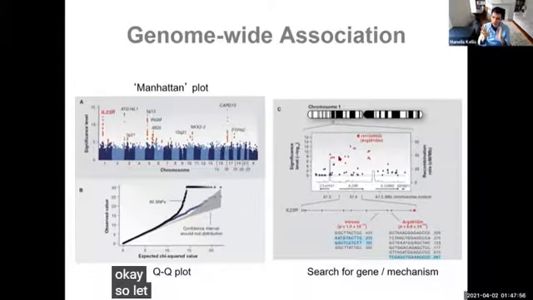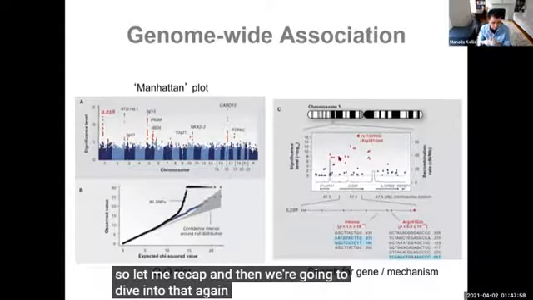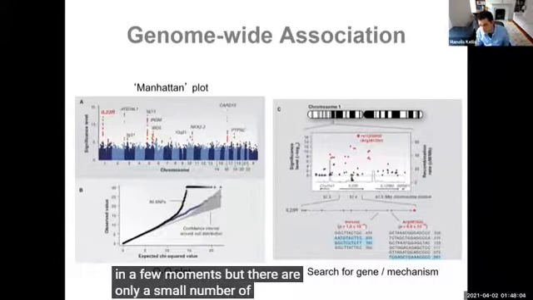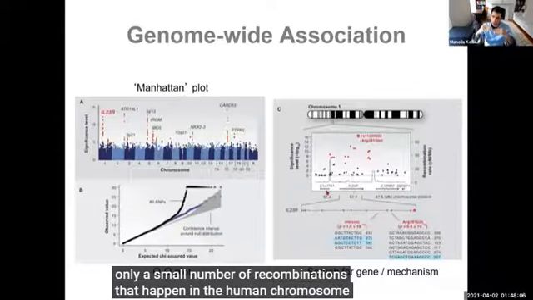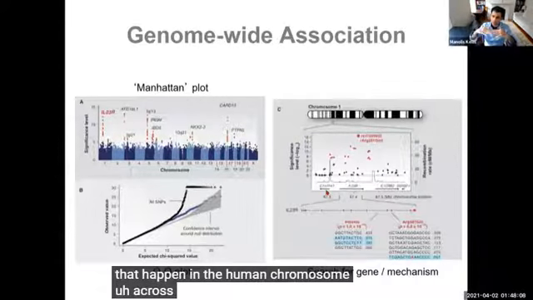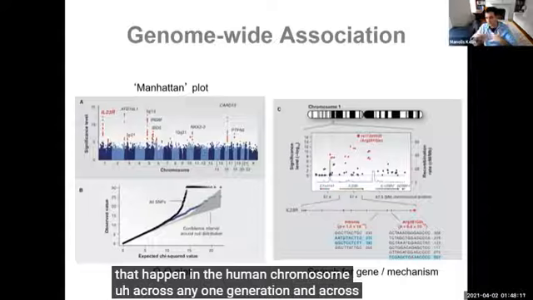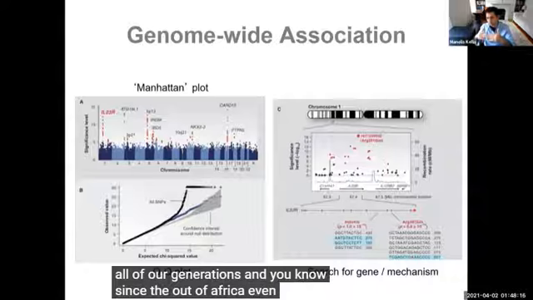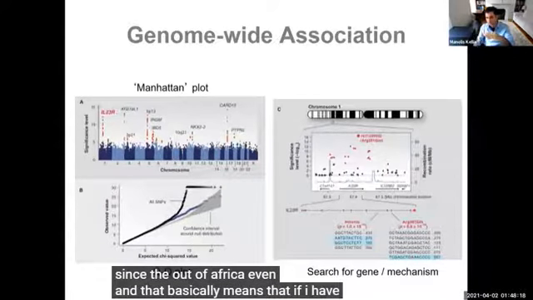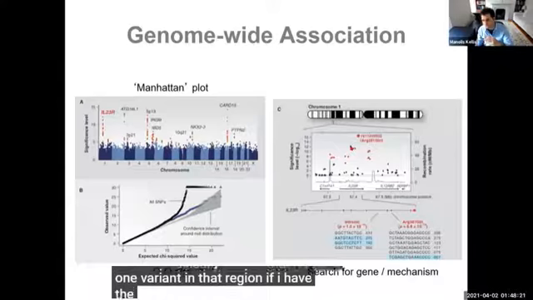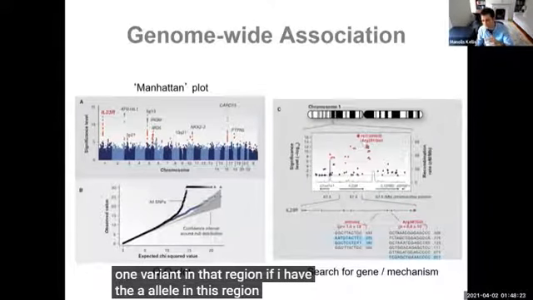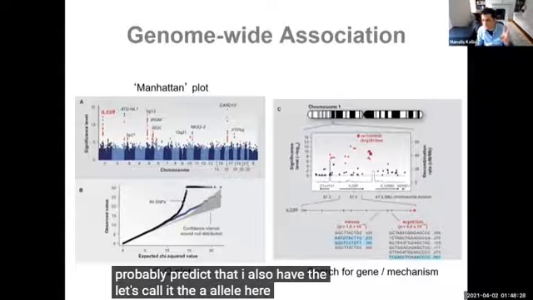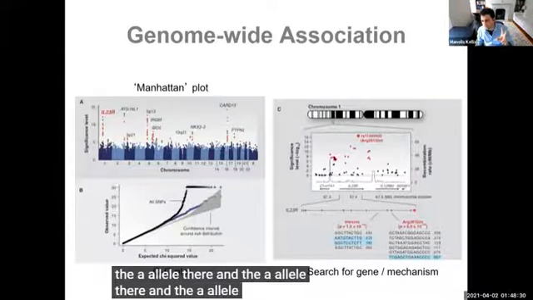Okay, so let me recap, and then we're going to dive into that again in a few moments. There are only a small number of recombinations that happen in the human chromosome across any one generation and across all of our generations, and since the out of Africa event. And that basically means that if I have one variant in that region, if I have the A allele in this region, I can probably predict that I also have the A allele here, and the A allele there, and the A allele there, and the A allele there.